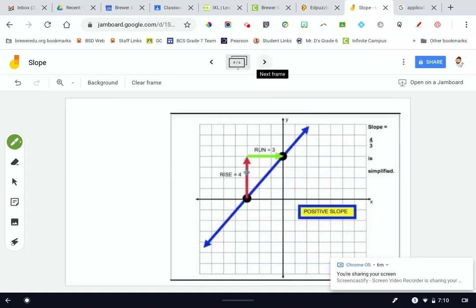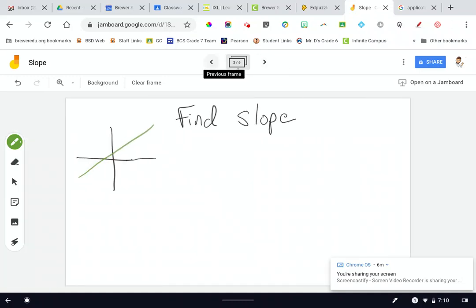So I want to be able to know what's the steepness. How do I go from one point to the other? Like stairs. Pretend like I'm drawing stairs all the way up here.